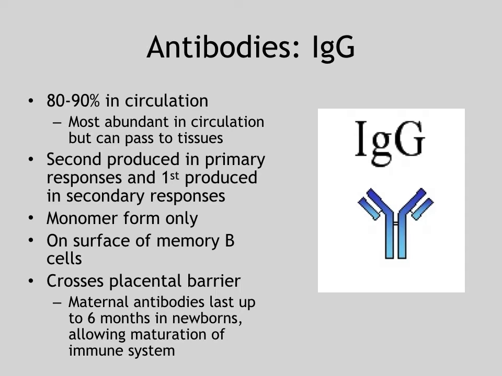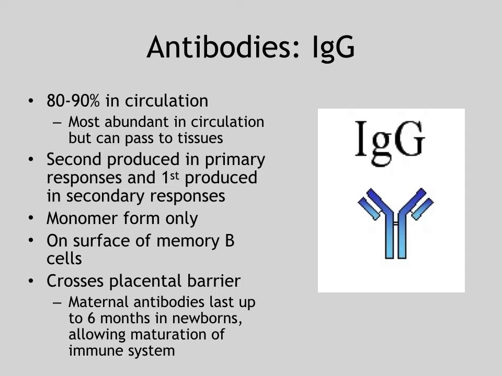So IgMs are on the surface of naive B cells. IgGs are on the surface of memory B cells. And remember, memory B cells are already out in circulation, and memory B cells will not need permission to be activated. IgGs occur in their monomer form only. We won't see them tied together with other antibodies. And again, they can cross the placental barrier.